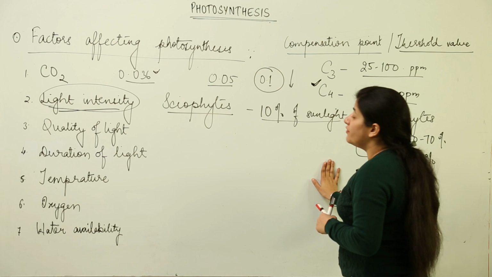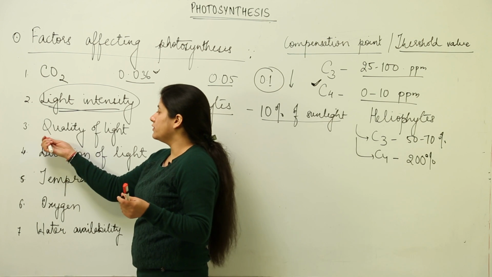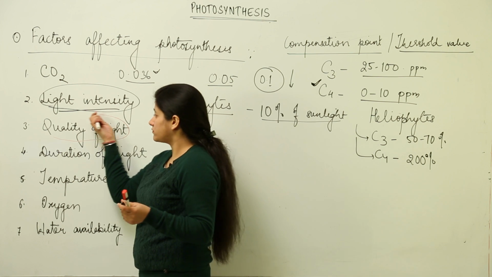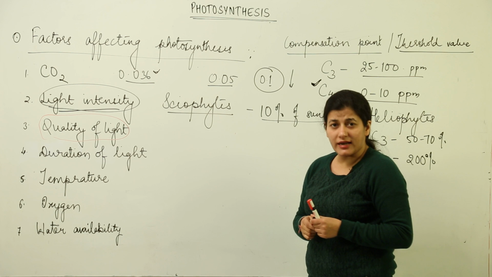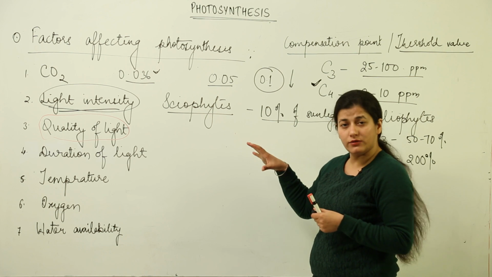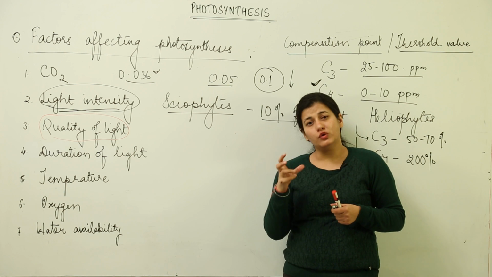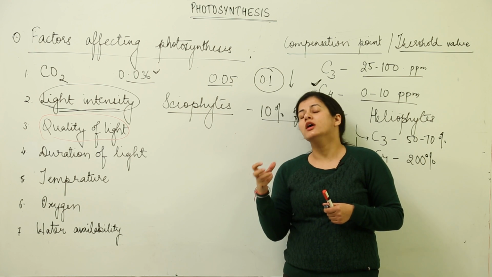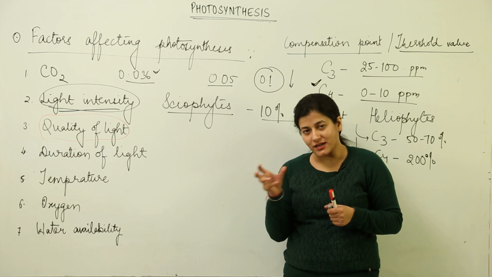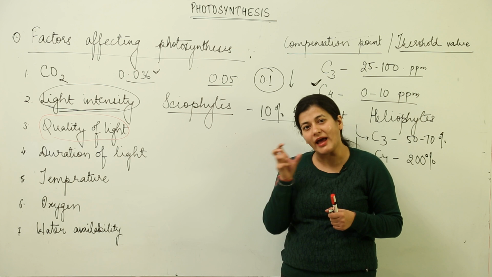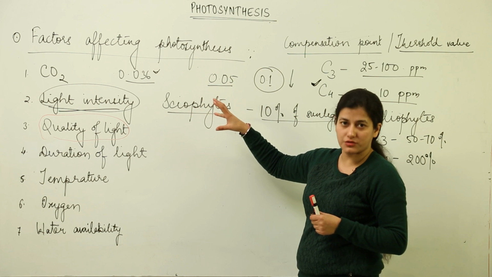Okay, moving further, we have the third one, that is quality of light. Now you know that in the electromagnetic spectrum that we study, it is the visible light that is responsible for carrying out the photosynthesis. In that visible light, we had discussed that there were few wavelengths which were capable enough of having a high rate of photosynthesis, and it belonged to the region of red and blue light. So we have the quality of light that affects the rate of photosynthesis.